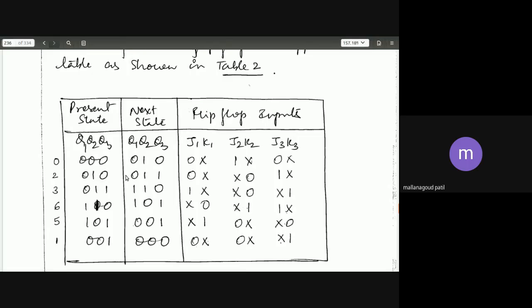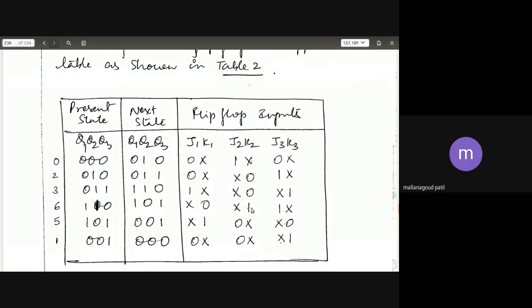Then what is the next? 1, 1. Q2, 1. Retain case. Another one is set case. Set case is important. See, what I want is important. I want 1. What was 1? Retain. 0. I want 1 only. What was 0? Set it. Then it should be X0.